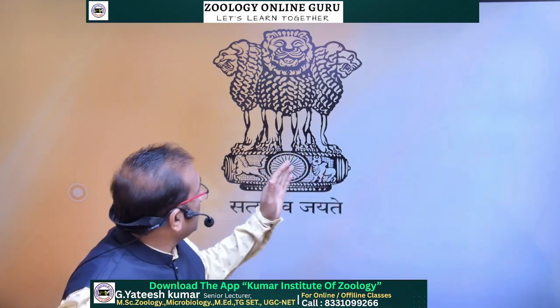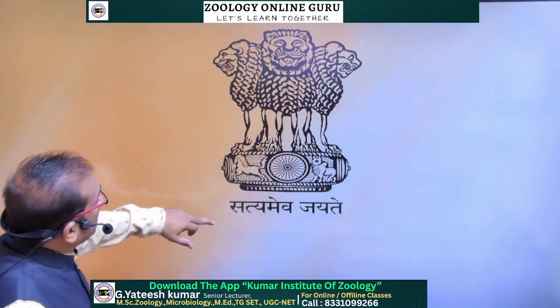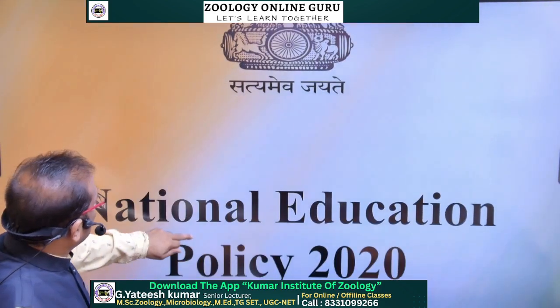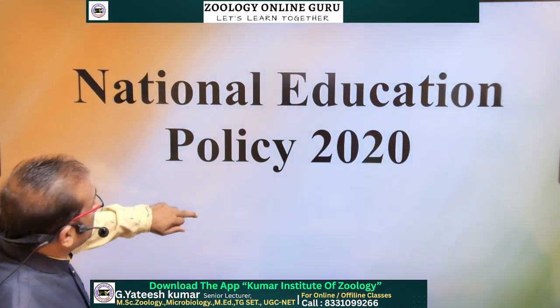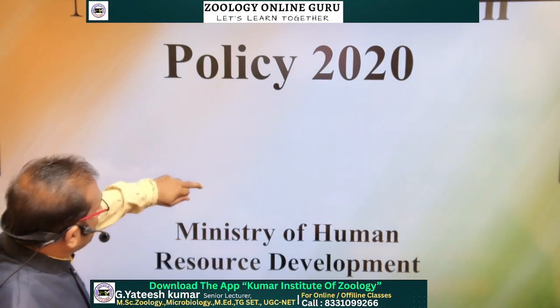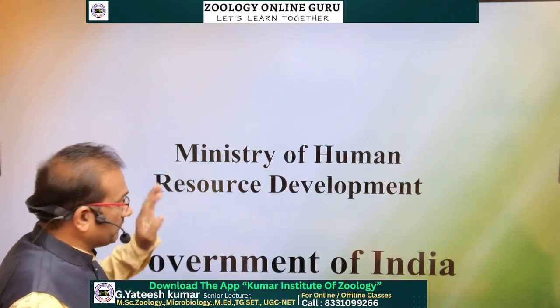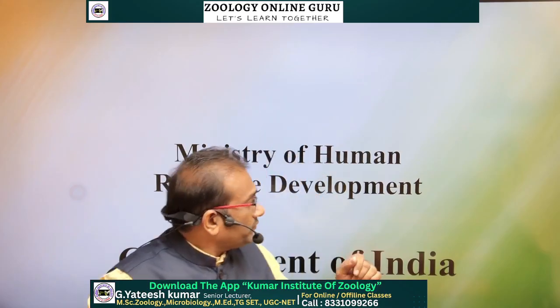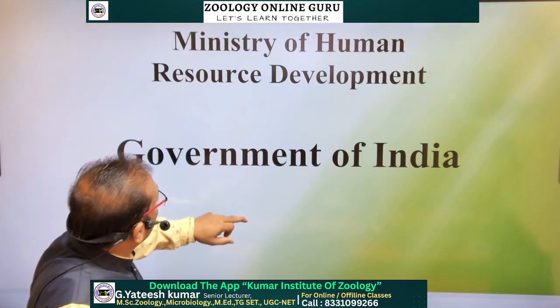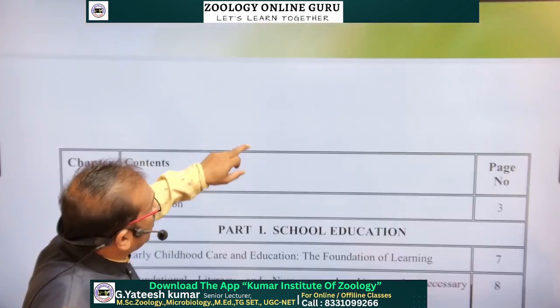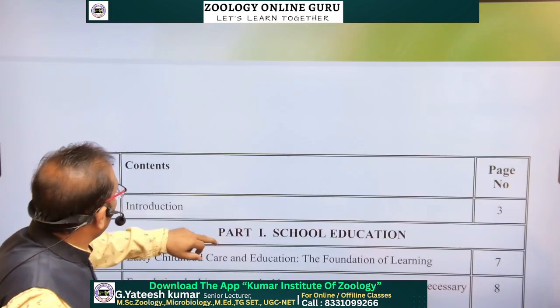This is the main document about National Education Policy 2020. First of all, this is the Ministry of Human Resource Development, MHRD. MHRD is one of the departments, but recently the name has changed to Ministry of Education, or Education Department. So this is the main official document of NEP 2020, Government of India.